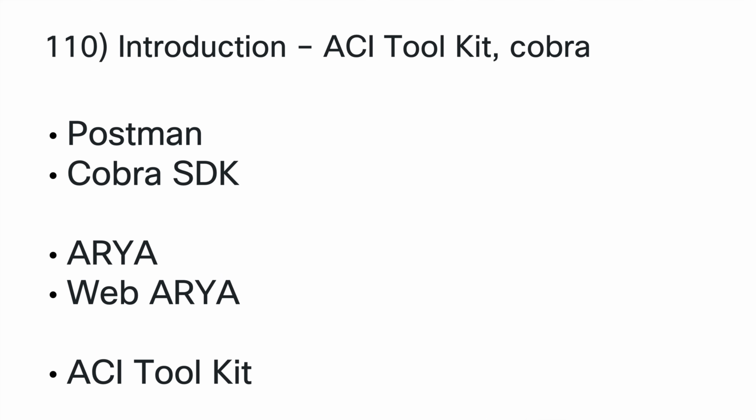But actually, you don't need to know all these things to use the Cisco ACI API, because Cobra, Arya and Toolkit are additional tools. If you know about the API inspector, that's all you need. That's what you have to know.